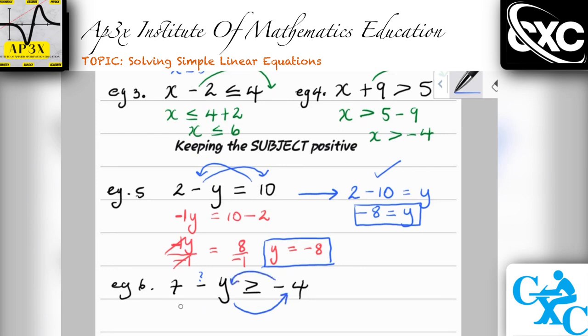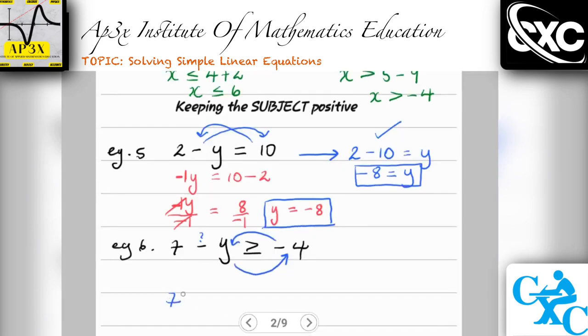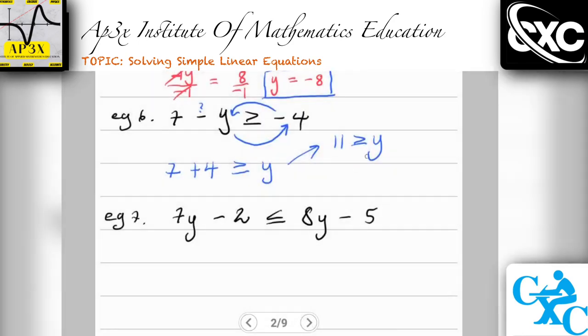Okay, so then for me, I'm going to have 7, negative 4 comes all the way over, becomes positive 4, and that's going to be greater than or equal to y. All right, and then easily 7 plus 4 is 11, and 11 is therefore greater than or equal to y, or you can read it the other way, y is less than or equal to 11. I have kept my subject positive, so I have gotten the right answer.